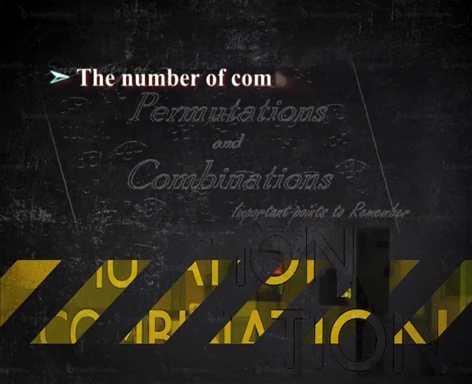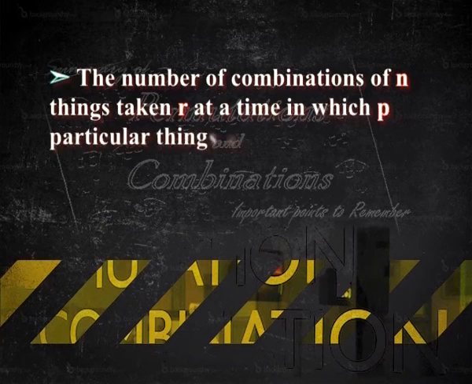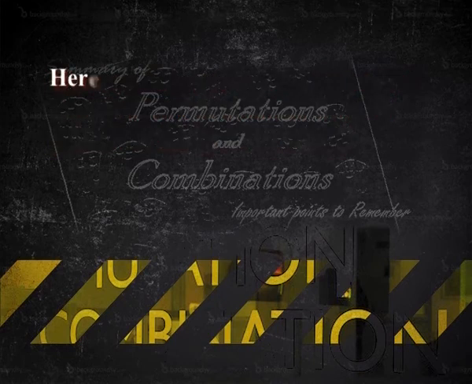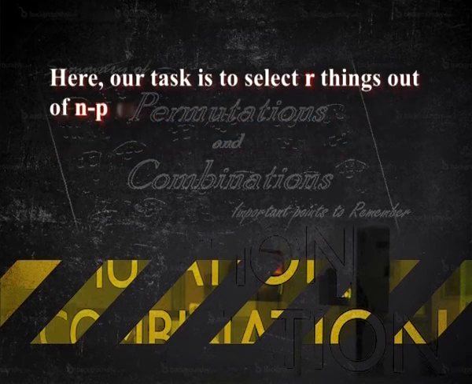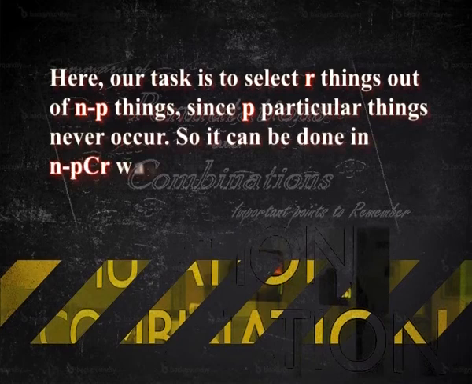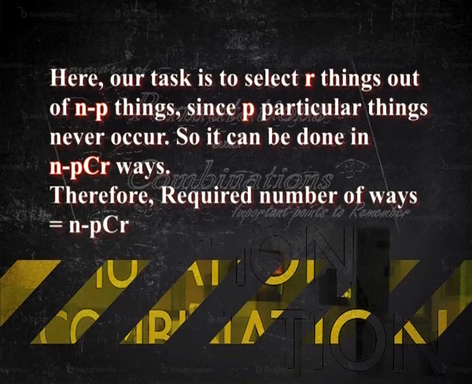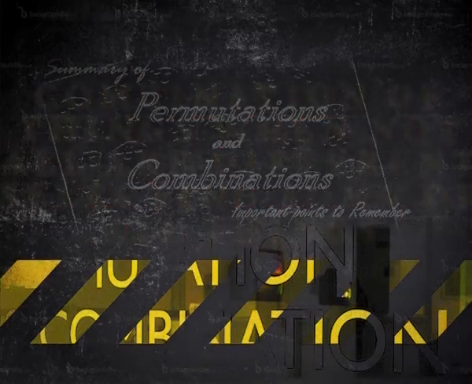Second one, the number of combinations of n things taken r at a time in which p particular things never occur. Here our task is to select r things out of n minus p things, since p particular things never occur. So it can be done in n minus p choose r ways. Therefore, the required number of ways here will be n minus p choose r.